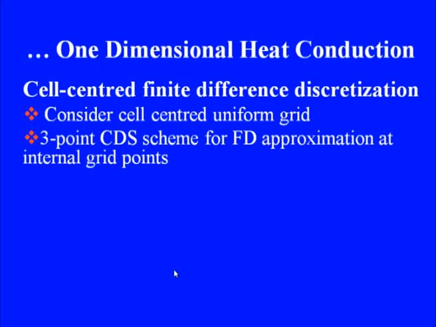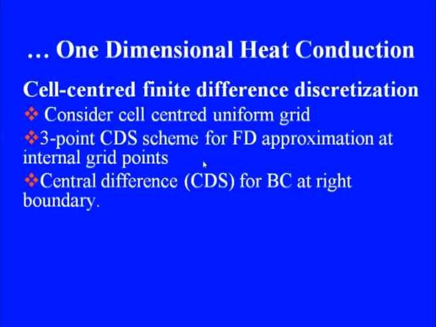So once again we would continue with the cell centered uniform grid, and of course now in this case all our grid points, or the nodes, are internal. We would as usual use the 3-point CDS scheme for finite difference approximation, and we have to modify only the equations for the nodes which are close to the boundary. We have already seen one part, and we would again try to use central difference for incorporation of the boundary condition which involves a derivative at the right boundary. So let us see how we incorporate the derivative boundary condition.